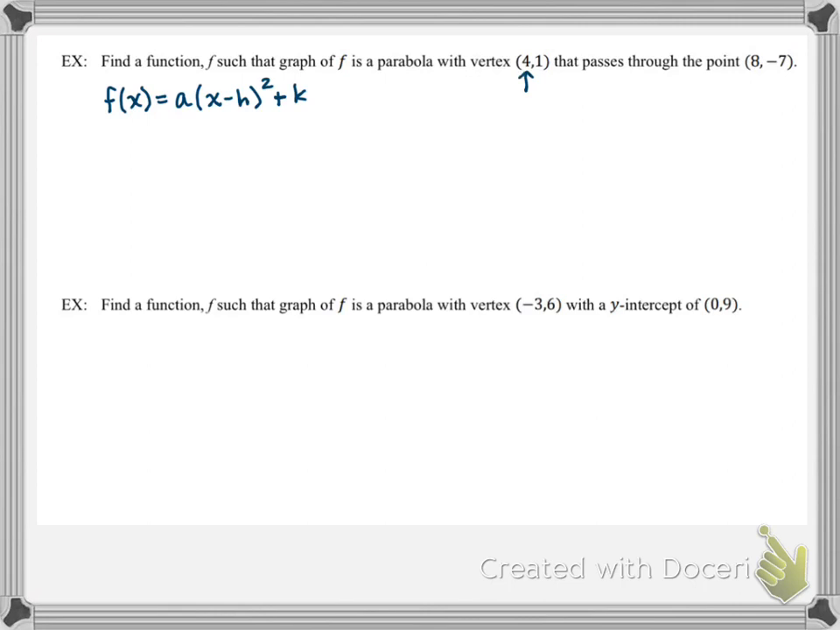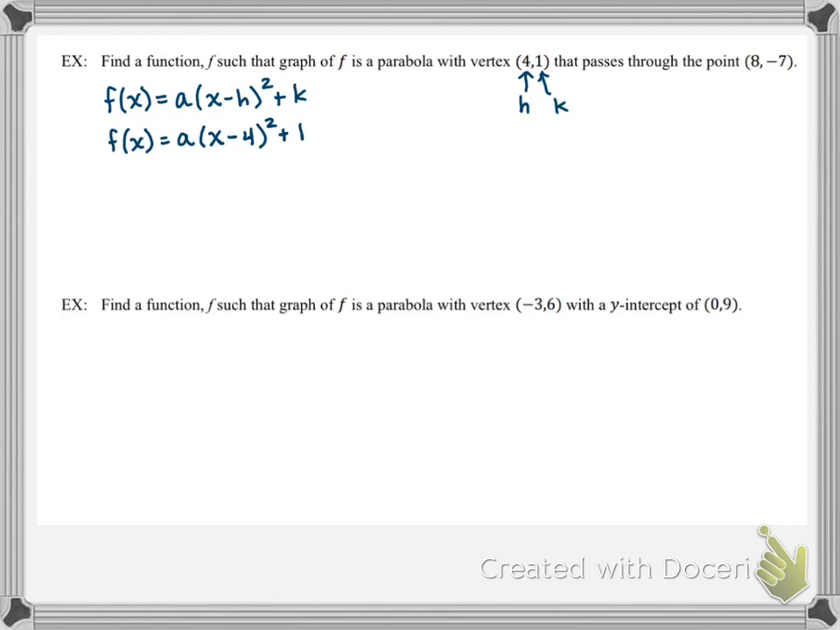So in the vertex, this is my h, this is my k. And so we'll just plug those in first. So f of x equals a times x minus 4 squared plus 1. And just be careful with the sign on your h. The sign is always the opposite of the sign of your x-coordinate, right?